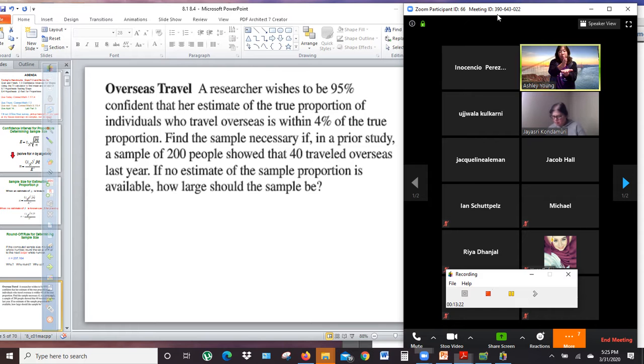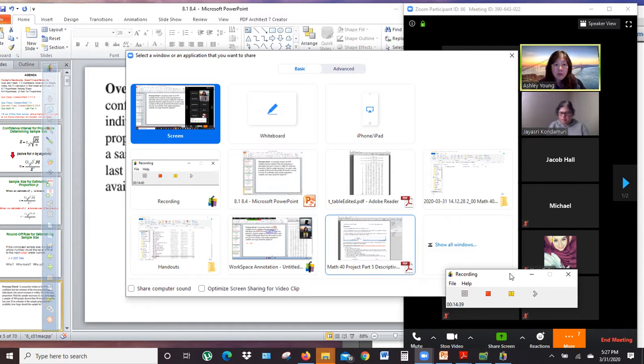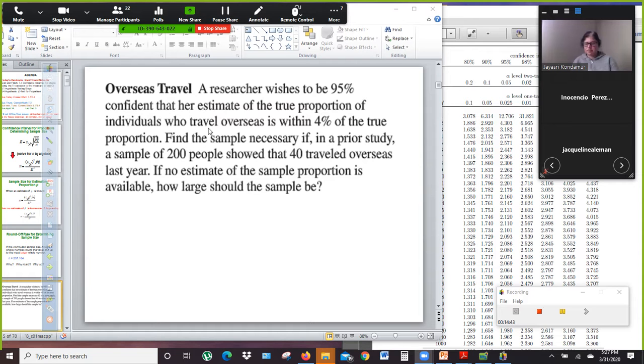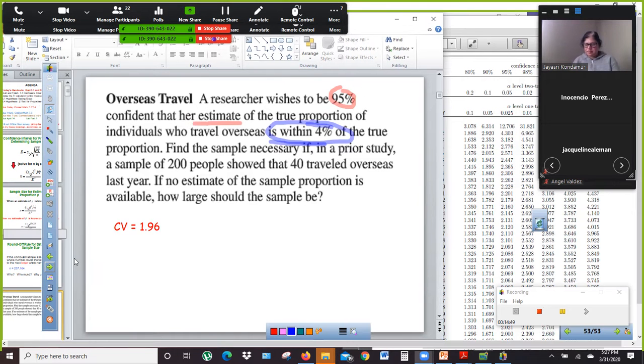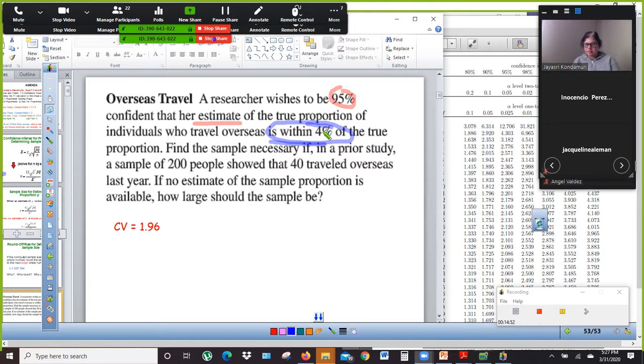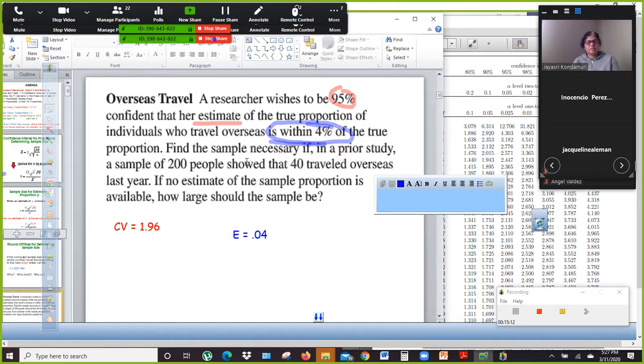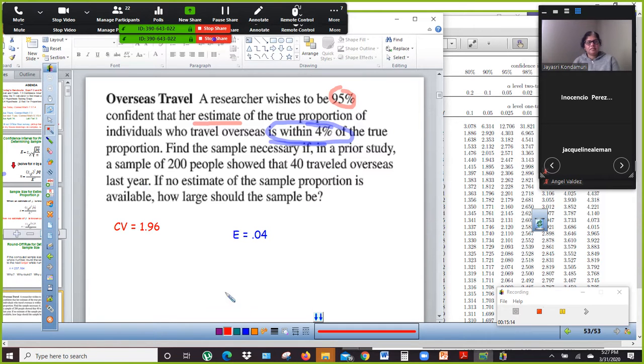So what we're looking at here, let me go back to our screen, is trying to figure out what my error is. So I want my error, the part I'm adding and subtracting, to be no more than 4%. 4% or 4 cents. So here I'm going to figure out what that is. So my error is 4%. All right, that is 4 cents, 0.04. So that's my E.